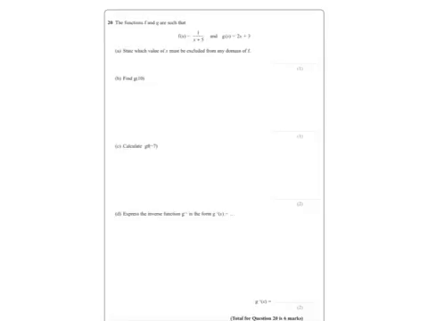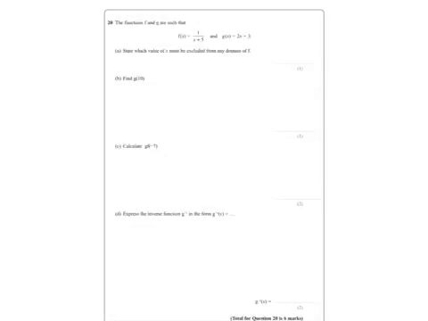Well, we've got a functions question here, and to give us f of x, which is 1 over x plus 5, and g of x, which is 2x plus 3. State which value of x must be excluded from any domain of f. Now that basically means what can't I put into f?